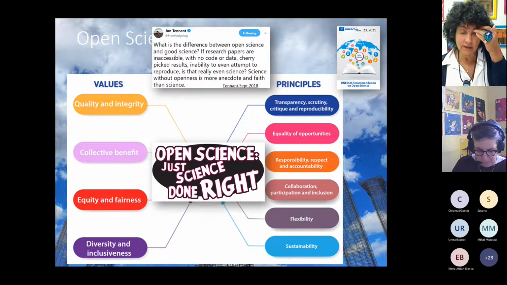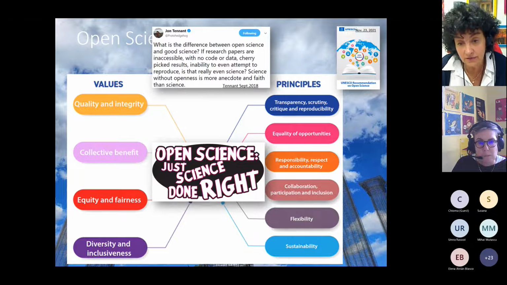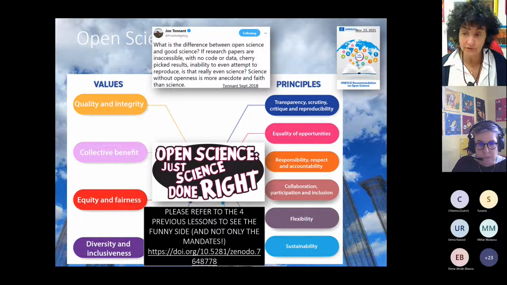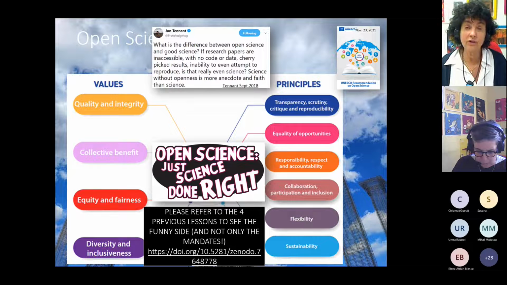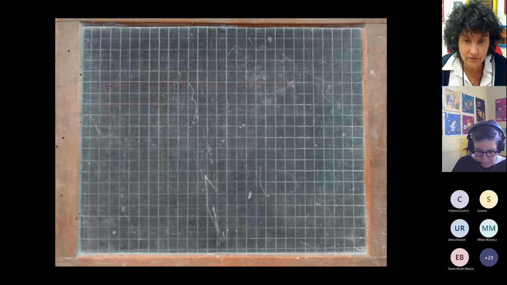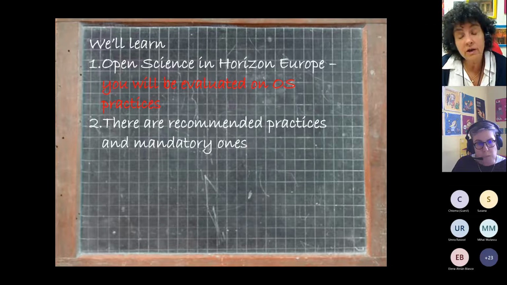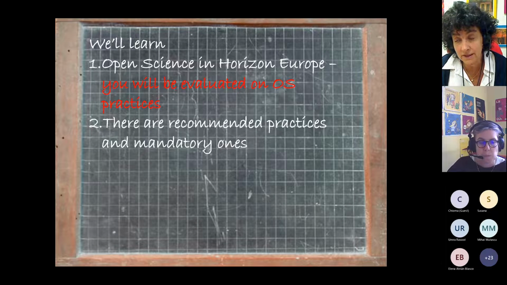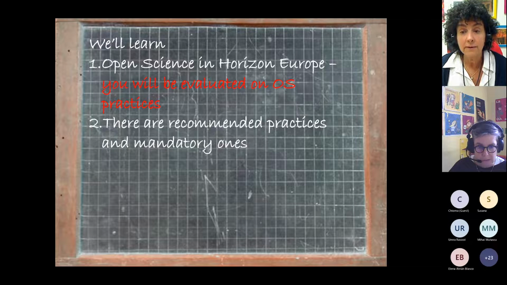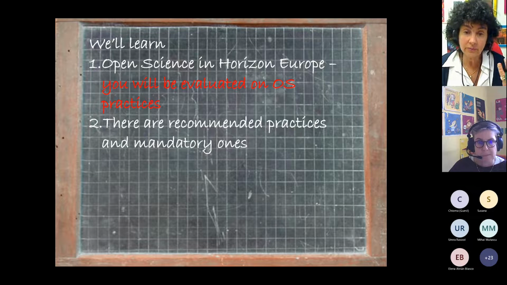So as John Tennant reminded us, open science is just science done right. And please refer to the first 4 lessons to see the fun side. Today we are going to see only the mandate, which is the boring part about open science, so please refer to the previous lessons. Today we learn everything about open science in Horizon Europe, because you will be evaluated also on open science practices. That's really important, and that's the novelty compared to Horizon 2020. There is also another important distinction between recommended practices and mandatory ones.